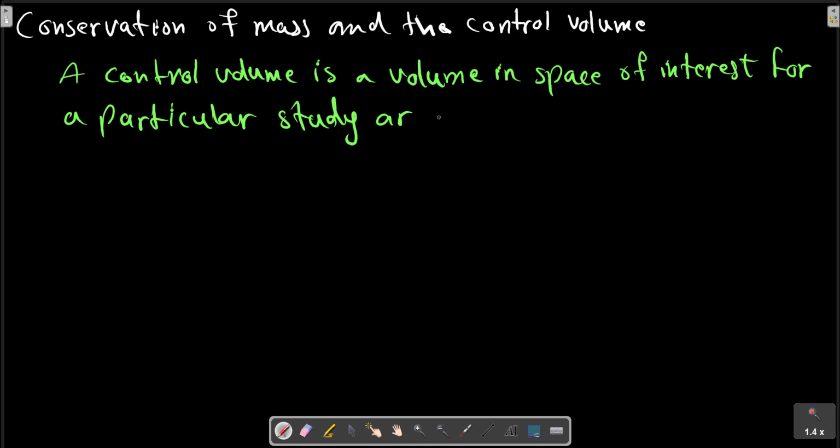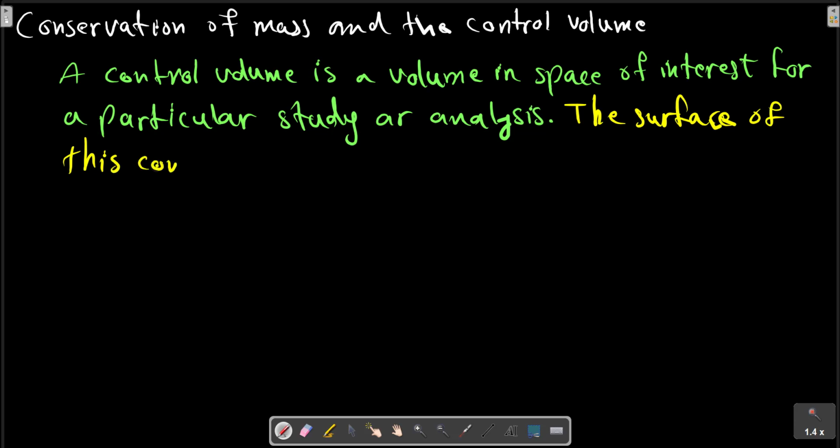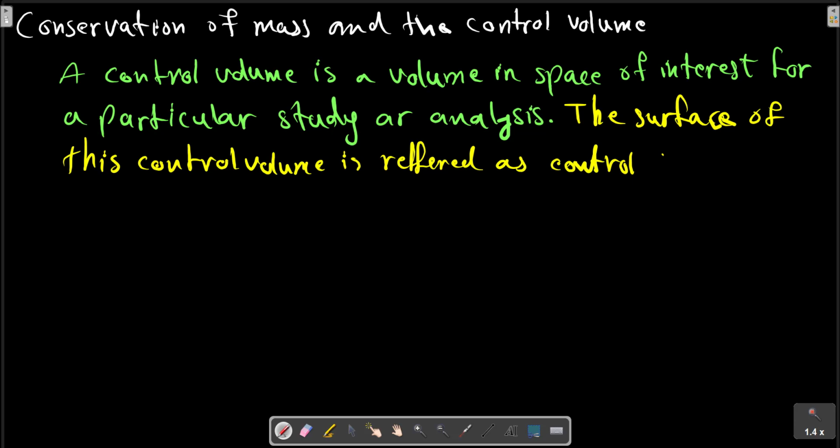or analysis. The surface of this control volume is referred to as a control surface, as we said also before, and always consists of a closed surface.